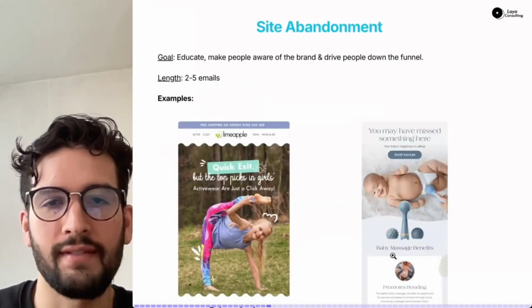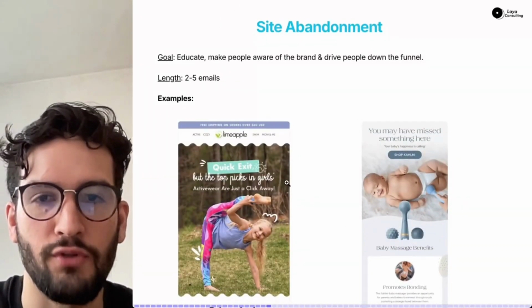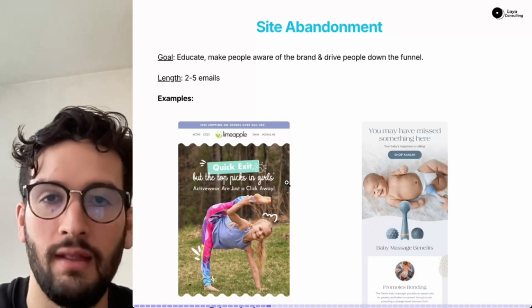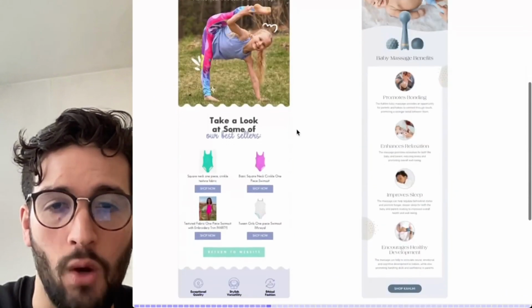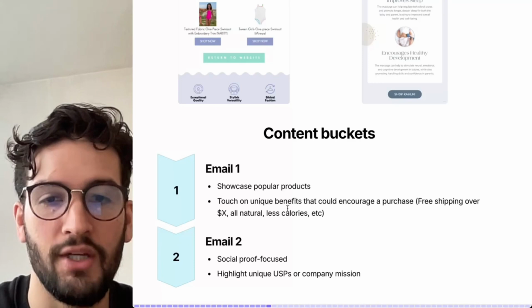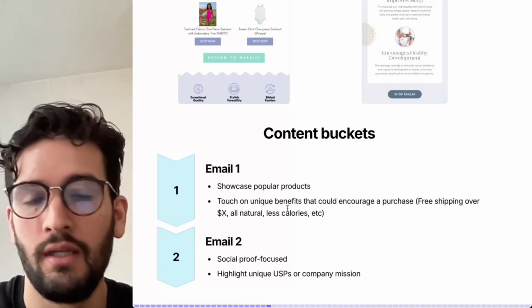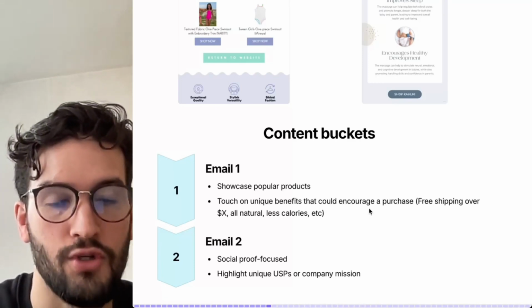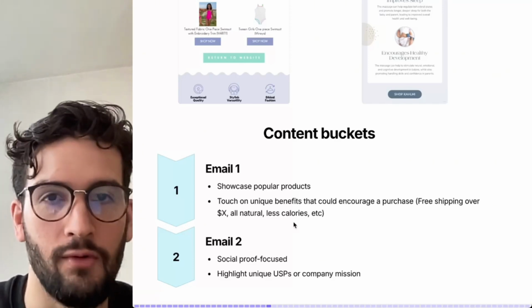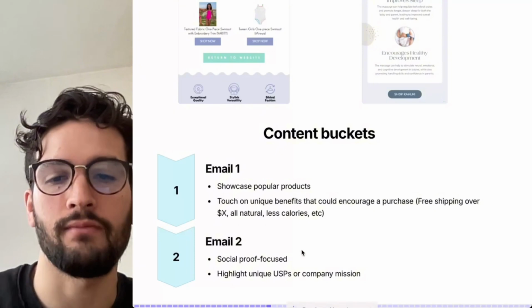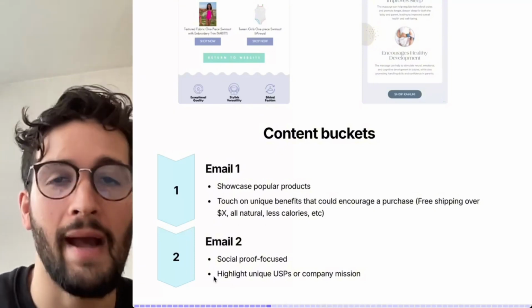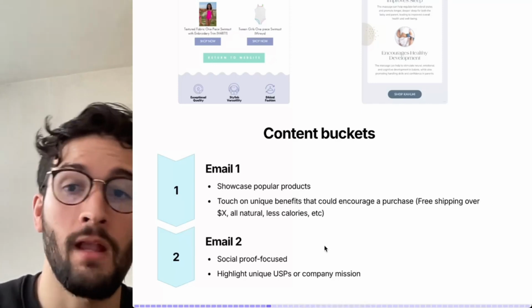Next, we've got the site abandonment. So the goal here is to educate, make people aware of the brand, and drive people down the funnel. Length: 3 to 5 emails. So content buckets to cover for this flow right here. Email number 1 could be you can showcase popular products. You can touch on unique benefits that could encourage a purchase, free shipping over X amount, all natural, fewer calories, etc. Email number 2, you can have some social proof focused emails or highlight unique USPs or company mission as well.